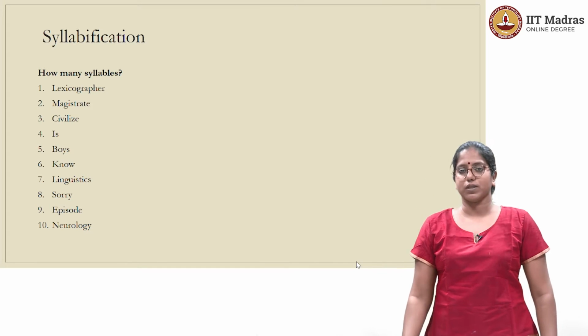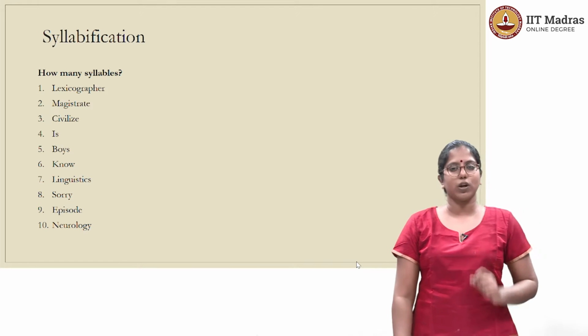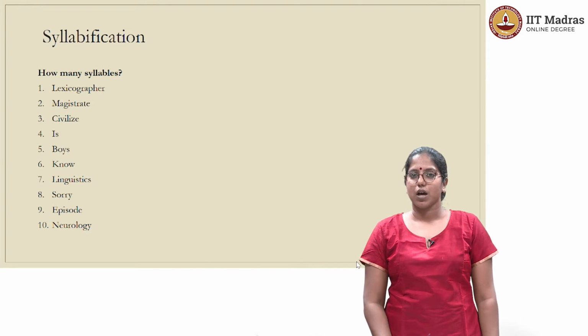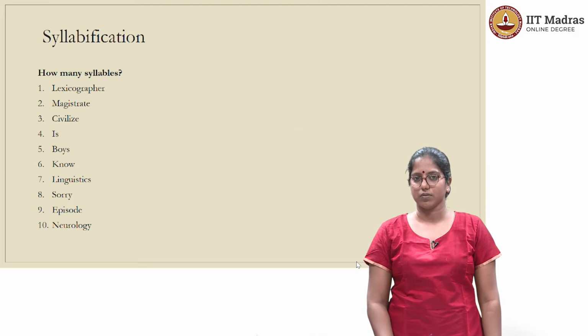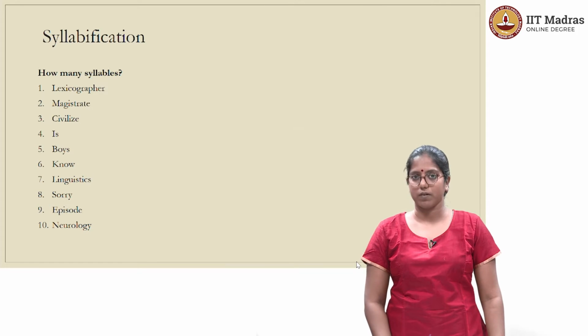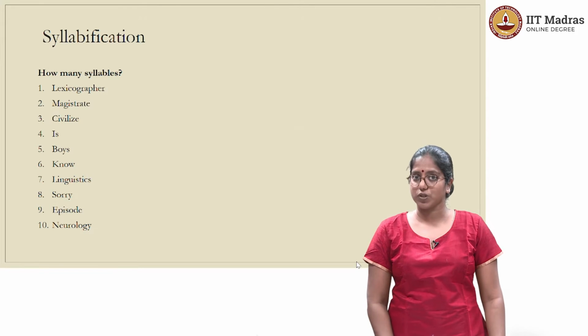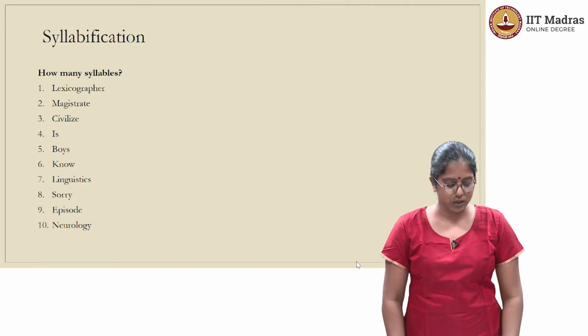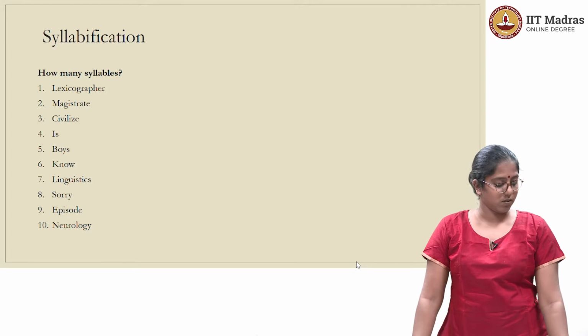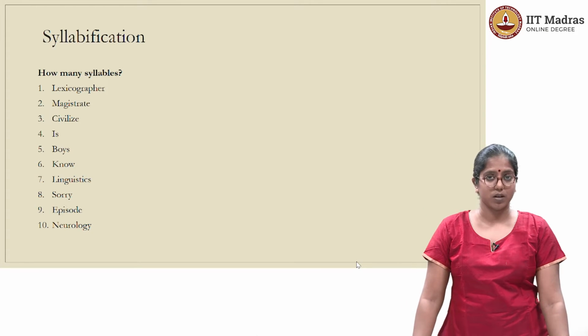So before you pause the video, let me give you a small tip. How do you do syllabification? Make sure that every syllable has one vowel. Also make sure that every syllable has only one vowel. Now you may pause the video and work on these questions. Once you are done with this, we will look at the answers.